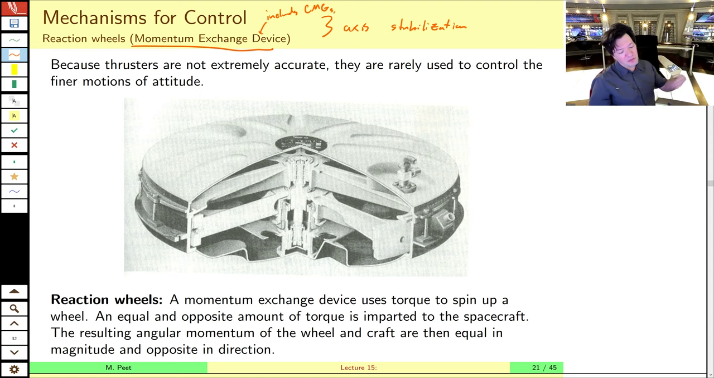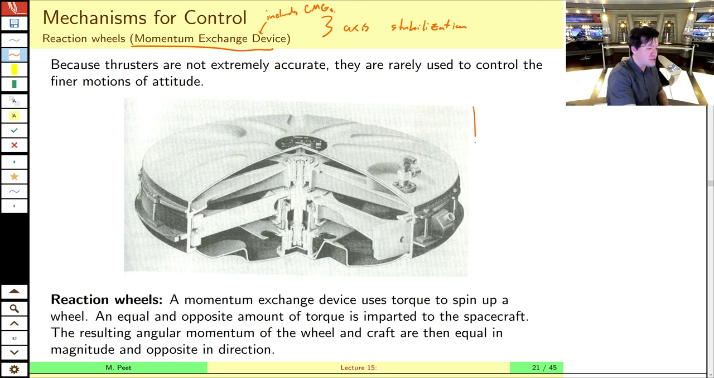Now, when we went through various missions in the previous mini lecture, we mentioned reaction wheels many times. We didn't mention CMGs as much. Reaction wheels are very commonly used. So how do they work? So basically, momentum exchange device. That sounds intuitive. So what's the exchange? How is momentum being exchanged?